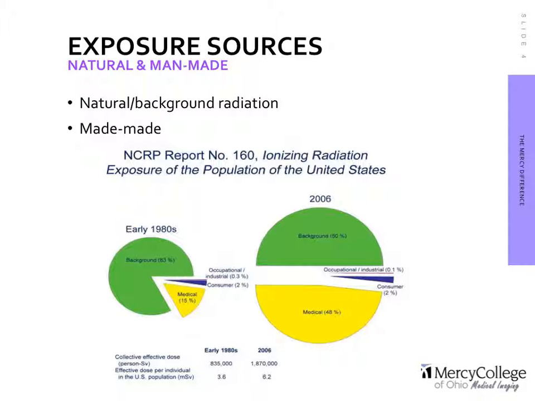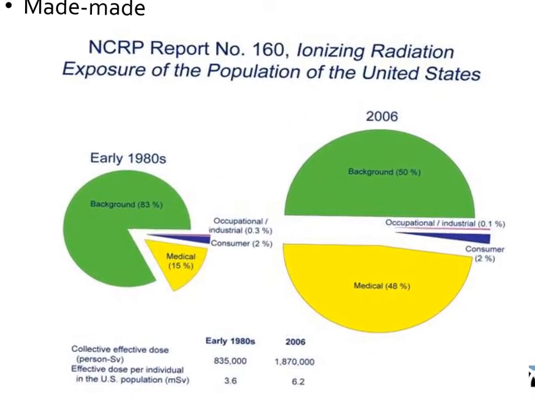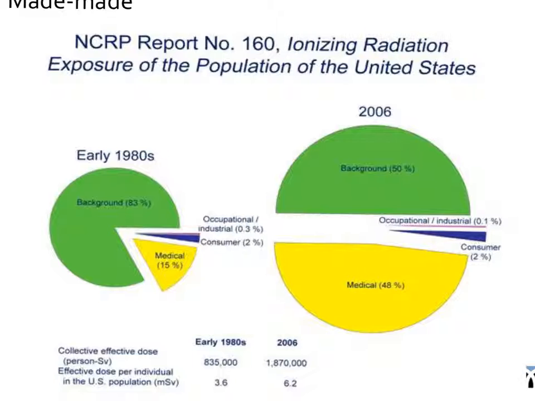But we typically think of our exposure as being that man-made source. So from the medical side of things, medical radiation, nuclear power also does factor into that. Luminous paints could be a factor to consider in the man-made process as well. Now, what's really important to think about, though, is how our exposures have changed over time. So the NCRP report number 160 gave an exposure to the population in the United States. Kind of looks like this, and shows early 80s versus 2006.